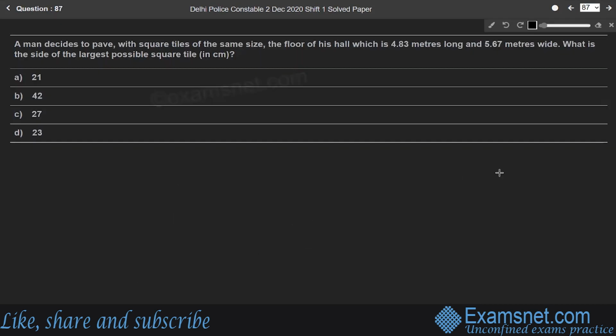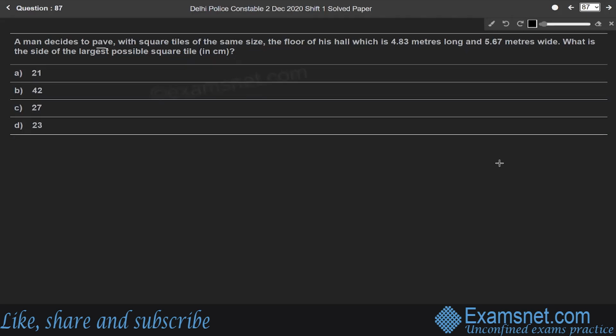Question 87. A man decides to pave with square tiles of the same size the floor of his hall, which is 4.83 meters long and 5.67 meters wide. What is the side of the largest possible square tile? So let us consider a hall whose dimensions are 4.83 and 5.67. So let the length be 4.83 meters and the width be 5.67 meters, right? So here man decides to pave with square tiles. So we have to find the largest possible square tile.